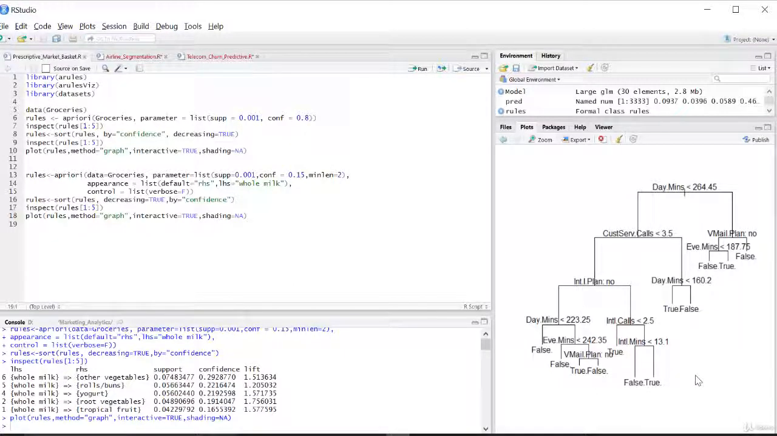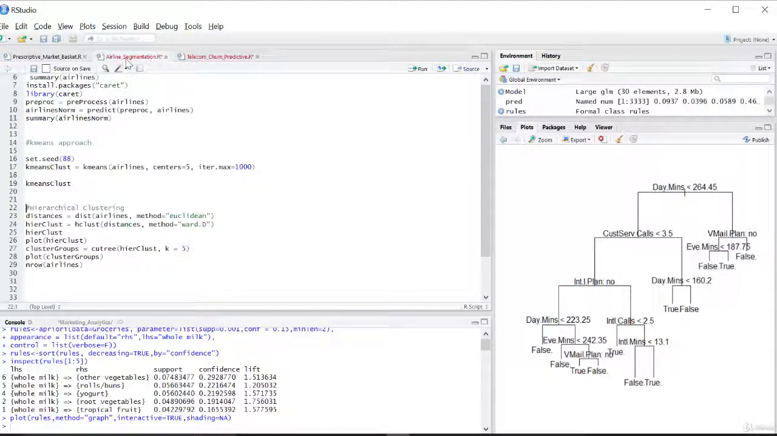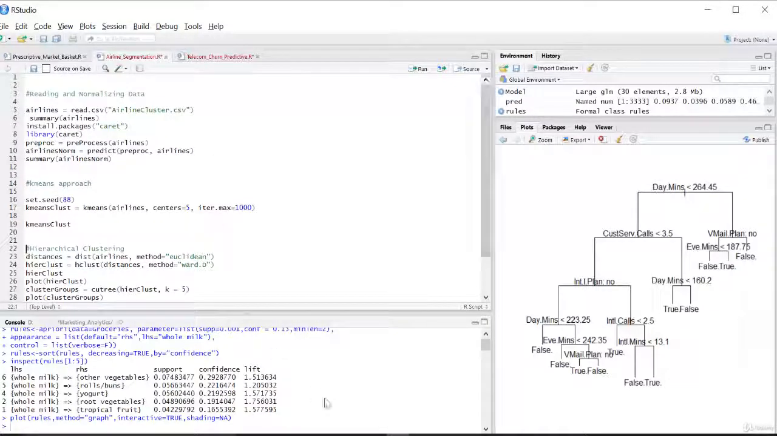So now we'll see how we can do this exercise. I'll come to the airline segmentation. This is the R code which I have written for the segmentation technique. If you see, we have a data set with respect to airline cluster.csv.